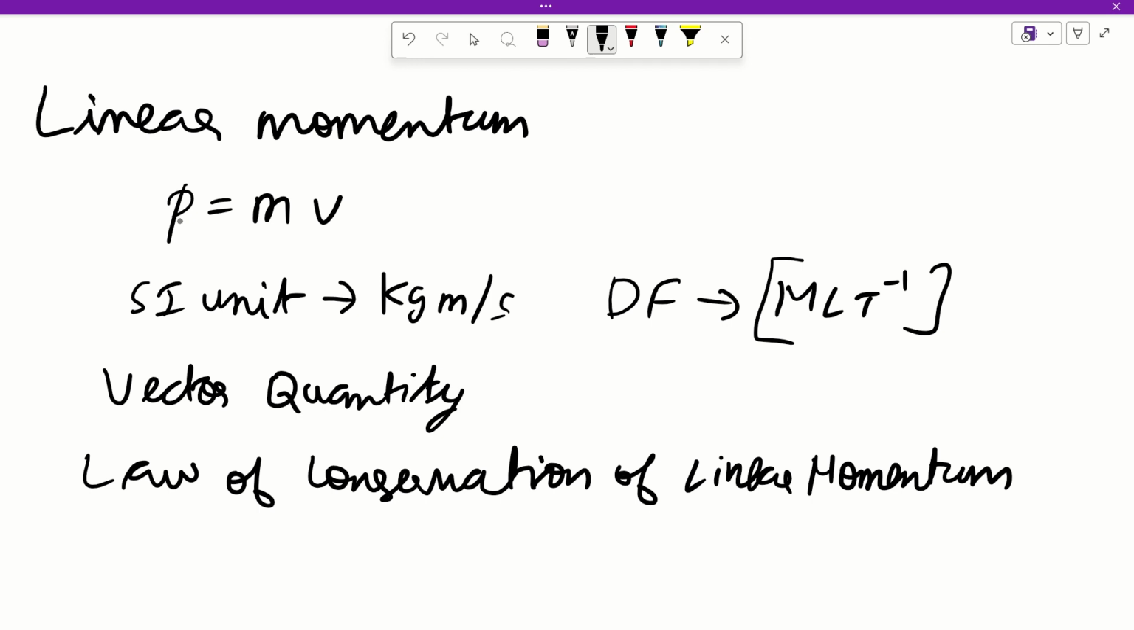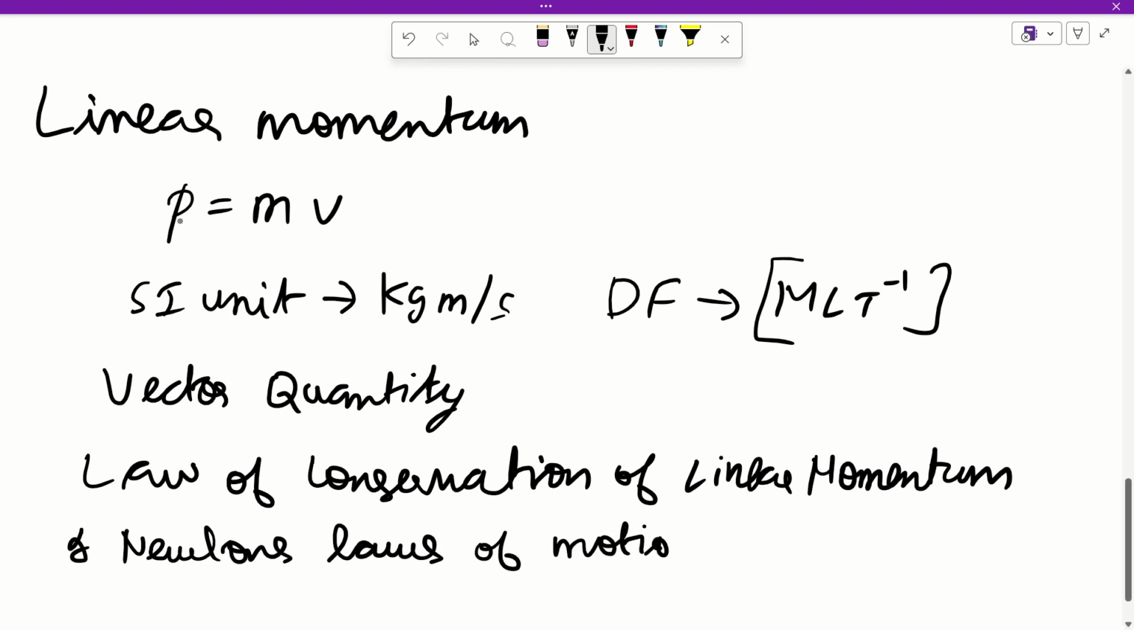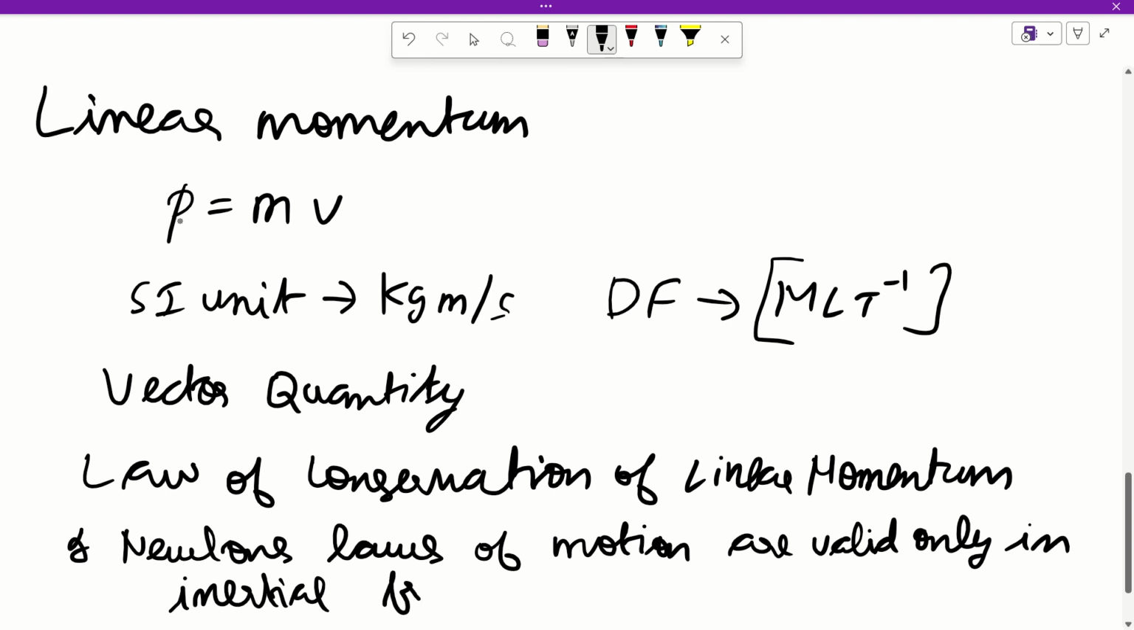You can write it as a point: Newton's laws of motion are valid only in inertial frame of reference. Okay, let us go to the next topic.